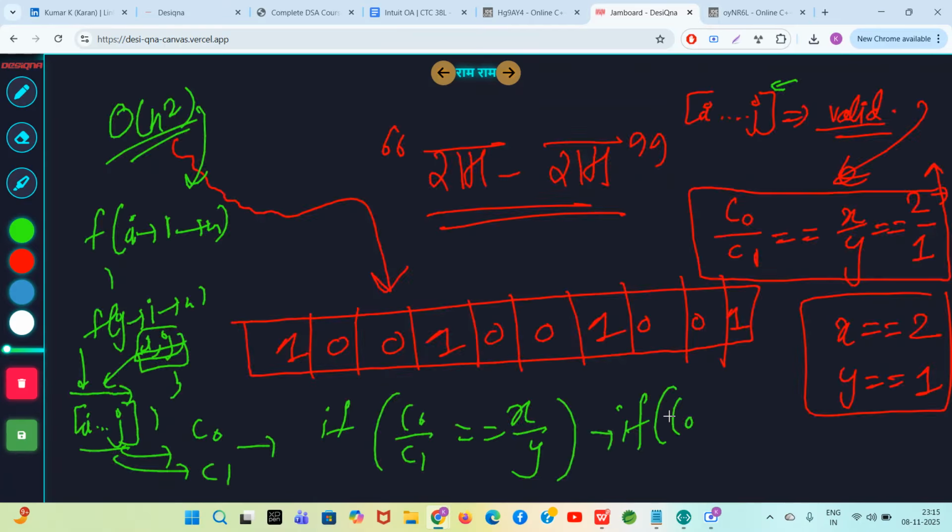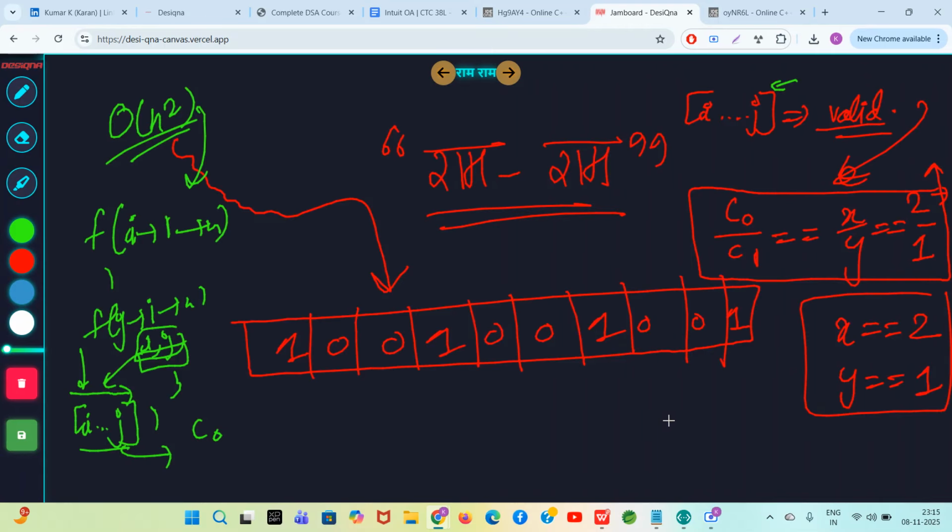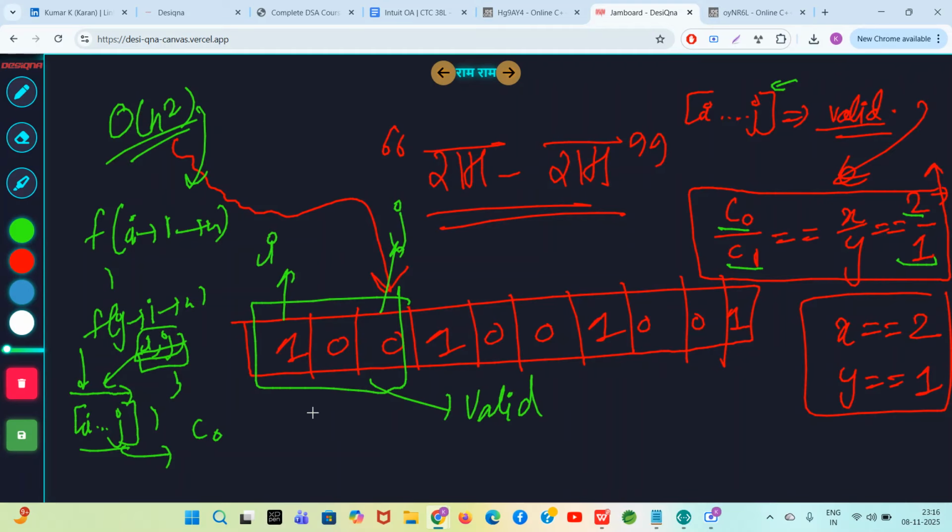So guys, for our test case, can you tell me which subarray is valid? Any one subarray which is valid? C0, C1, 2 by 1. Any subarray where C0 by C1 is 2 by 1 is a valid subarray. Why? If you take the start pointer of the subarray as i and the end pointer as j, what is C0 by C1? How many zeros are there in this subarray? Two zeros, single one, 2 by 1.